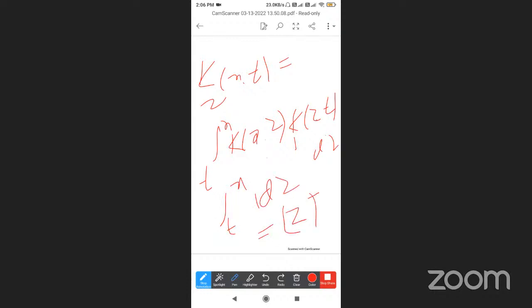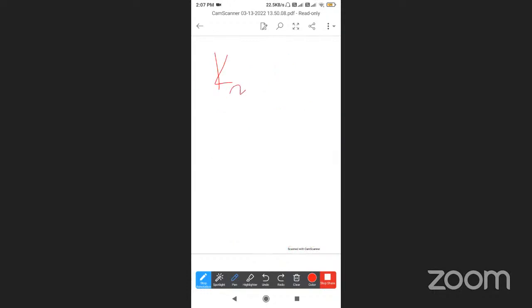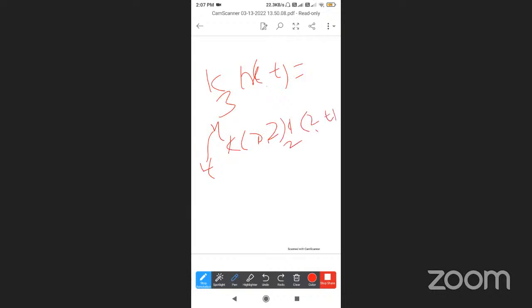The upper limit is t, lower limit is x. The value is called upper s minus x minus t. So first, the value K2 of x comma t is equal to x minus t. Next we can find K3 of x comma t. K3 of x comma t can be written in formula as the integral from t to x of K of x comma z into K2 of z comma t dz.